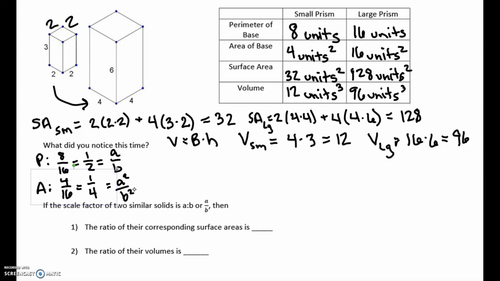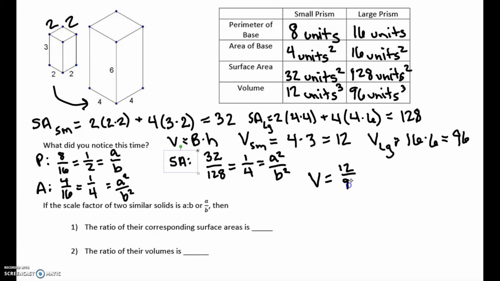Now let's look at the new things. Surface area, we're in a ratio of 32 to 128. Well, when you simplify that, 32 actually goes into 128 4 times, so that again is a 1 over 4 ratio, or A squared over B squared. And then volume, we get 12 over 96. Well, 12 actually goes into 96 8 times. So that's 1 over 8. Well, if we start with a 2, 2 cubed is 8. So that's my A cubed over B cubed relationship.